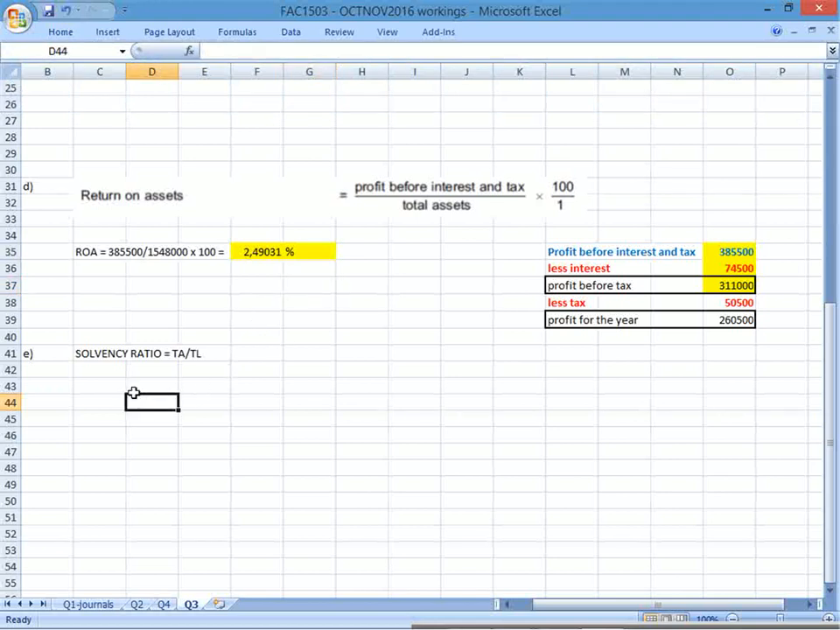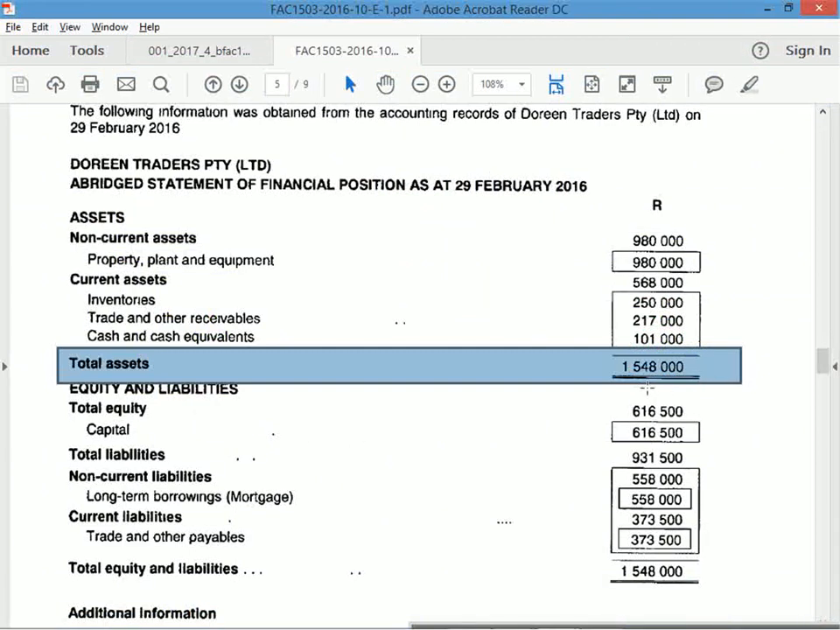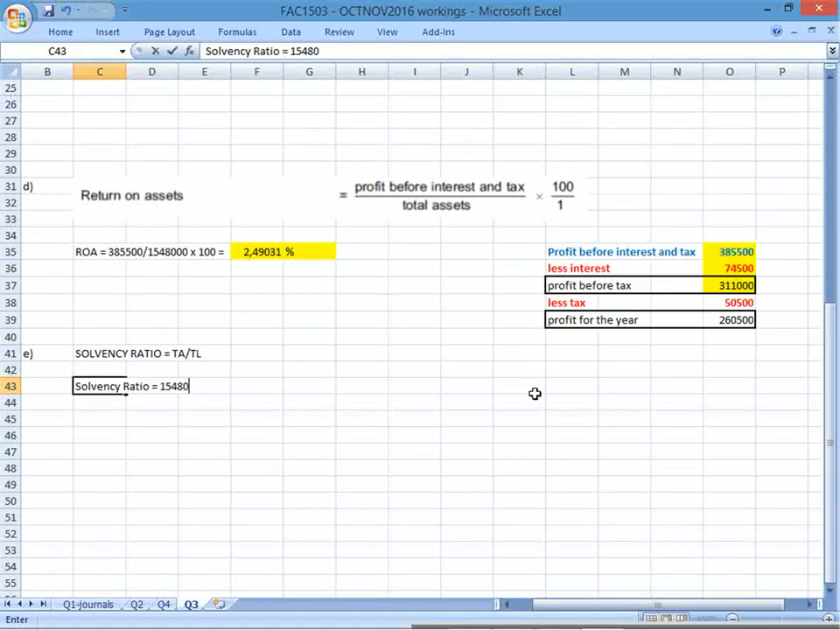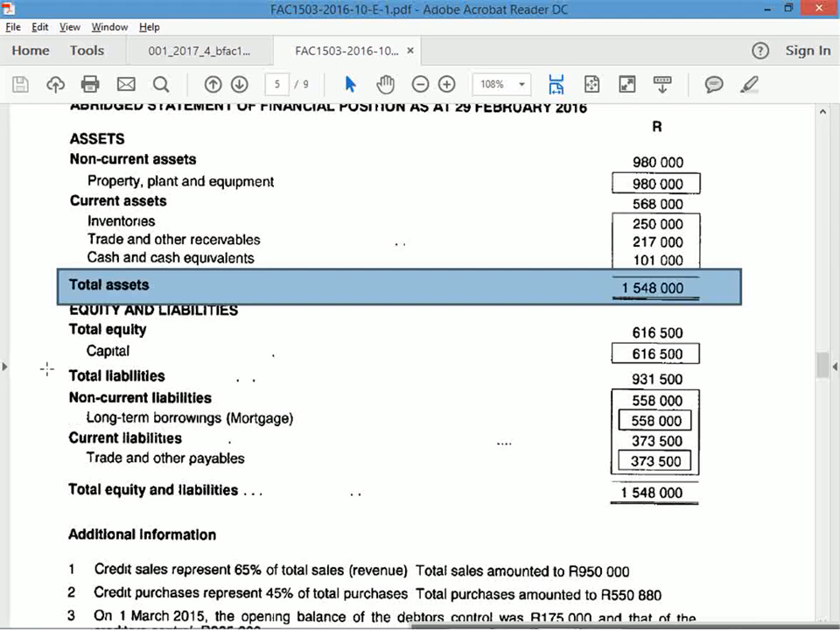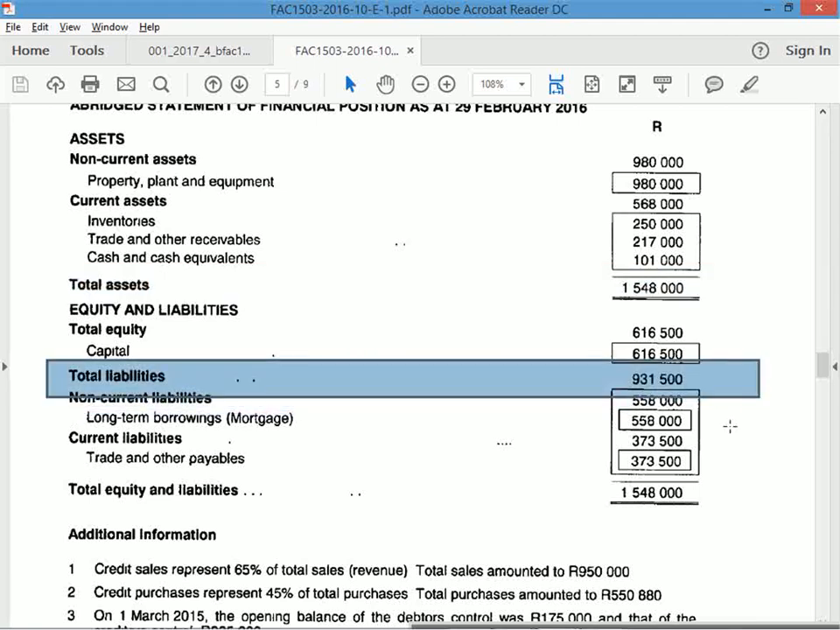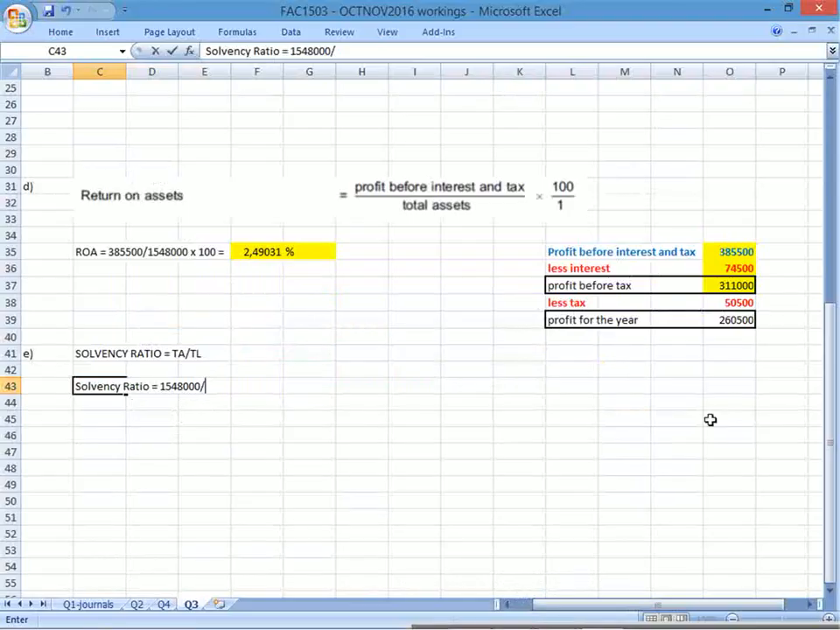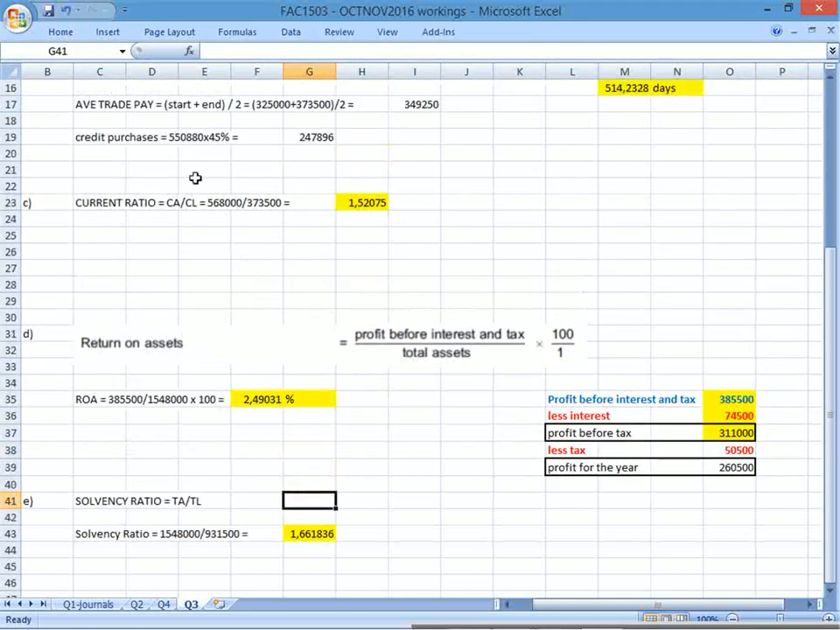Okay, and then the last one, solvency ratio, total assets over total liabilities. Solvency ratio equals, where's my total assets? We just spoke about it. There's it. 1,548,000. What are my total liabilities? Good. 931,500. Okay, so if I divide those two amounts, I get 1.66, and that's the answer. Okay, save. Oh, remember you have to round it to two decimals.